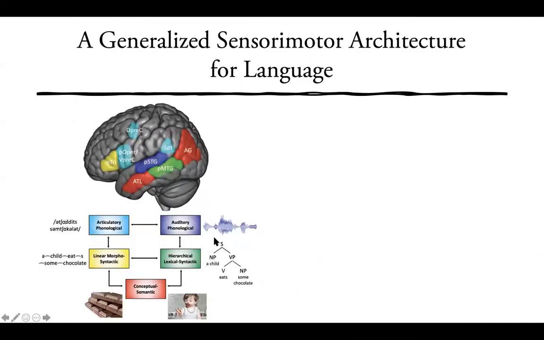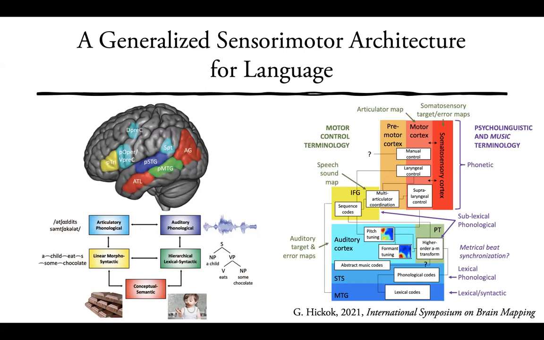So to summarize, this is basically a generalized sensory motor architecture for language. So the phonological level system is split into an auditory phonological component and an articulatory phonological component. And so too at the lexical syntactic level, there is a hierarchical lexical syntactic component and a linear morphosyntactic component. And the regions involved are color-coded here. And then this is just my attempt at a Van Essen style circuit diagram for language, taking all of this information into account and cross-referencing motor control terminology for these things and psycholinguistic terminology while throwing in a little bit of musical terminology as well.